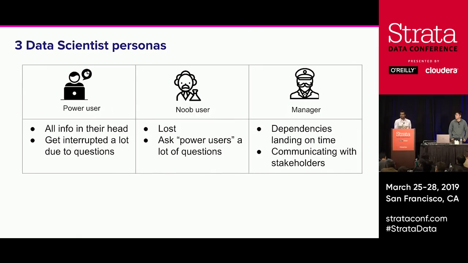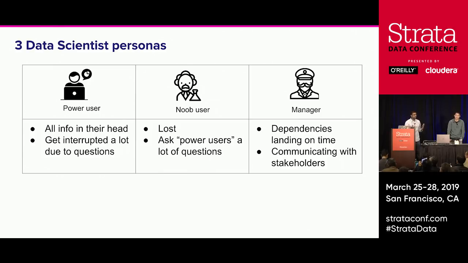Next, we divided them up into 3 different categories. The first one is a power user. This is an example of Tao, been around 4 years, has all the information in their head, but gets interrupted a lot in their job. How many of you get interrupted on Slack from new hires asking you questions, and you wish there was a system that just gave them those answers? All of us. And then there are the noob users. These are people who just joined the company, smart people, but they don't have the context to be productive. And the third one is the manager types.